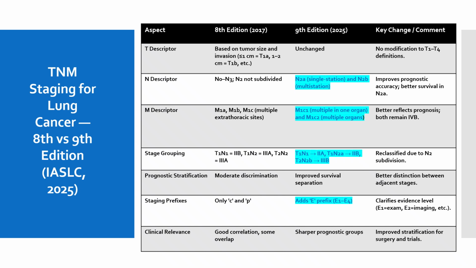Hence, the stage grouping has also changed because of these new divisions, which the cancer, which was initially stage 2B, that is T1 and N1, is now stage 2A. T2 and N2, which was 3A, is now 2B. T2 and N2, which was 3A, is now 3B. The staging also adds E prefix, as mentioned earlier.